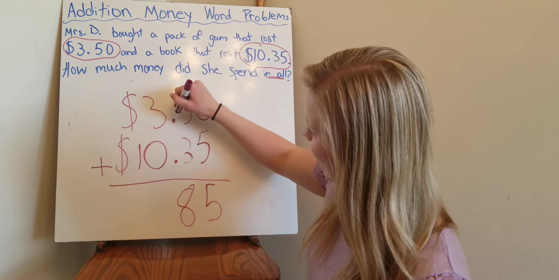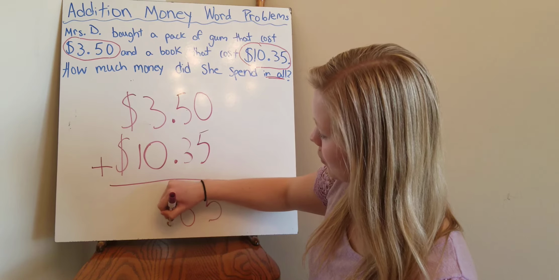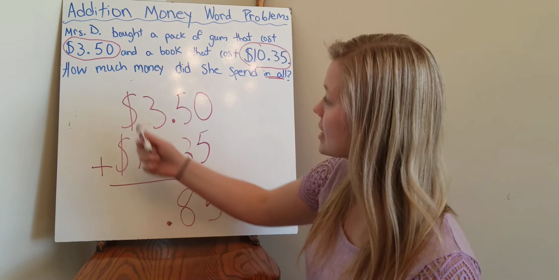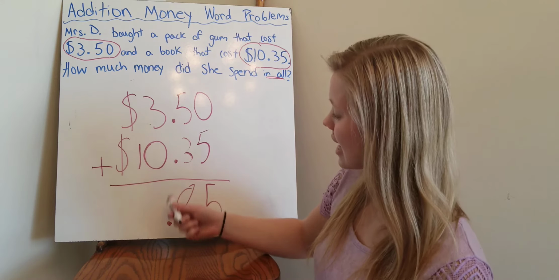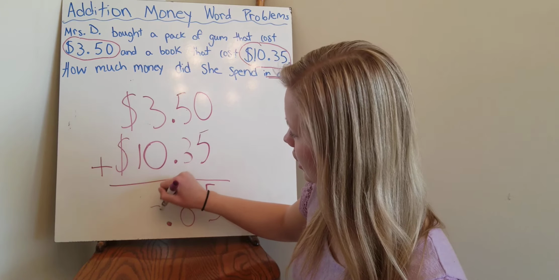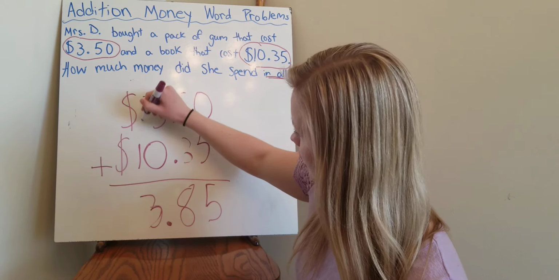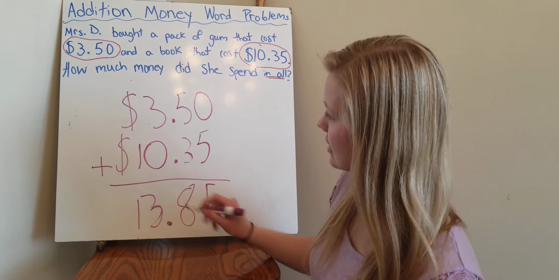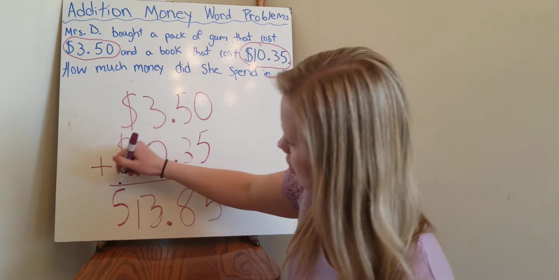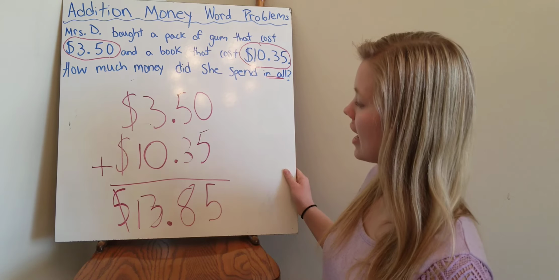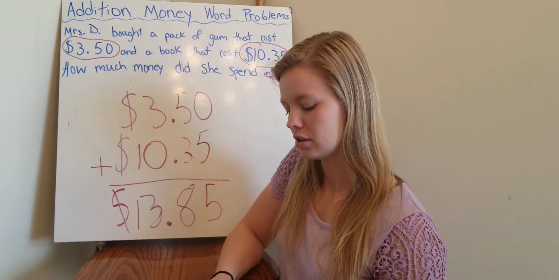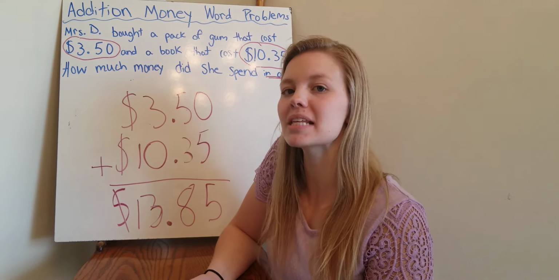Now, when we get to the dot, you need to bring that dot straight down. If you do not have a dot in your answer, then it's not right, okay? With money, we always have to make sure we keep this dollar sign and this dot in our answer. 3 plus 0 is 3. And then for this column, we just have a 1. So we're going to bring that down, and then we're going to bring the dollar sign down. Sorry, that's not very neat. So our answer is $13.85.